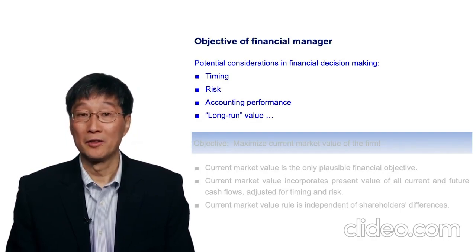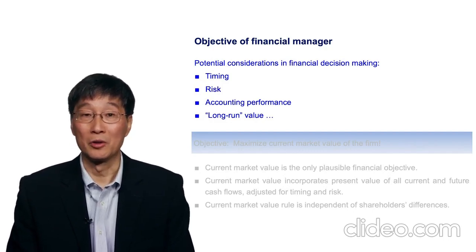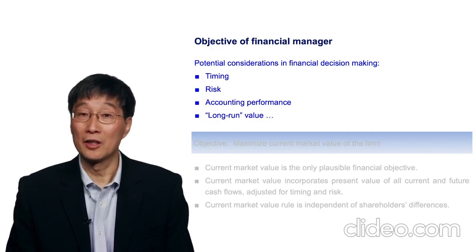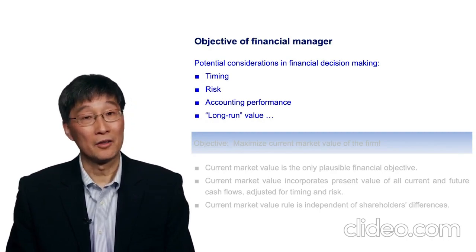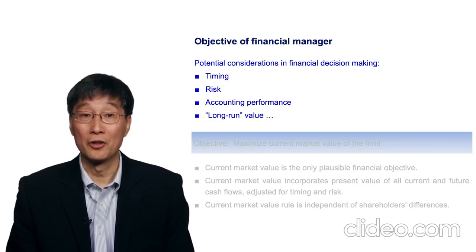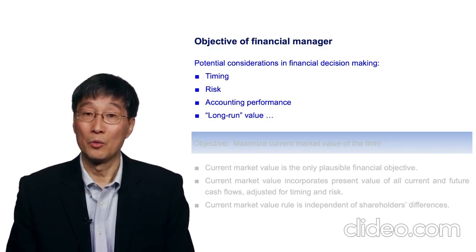Next, investments are in general risky, and shareholders are on average risk averse. How should a manager deal with risk? Other things equal, say with the same expected payoff, should the manager always choose projects with lower risks?